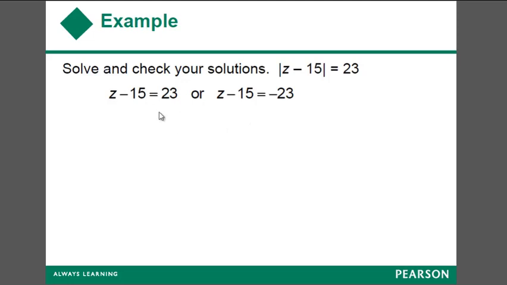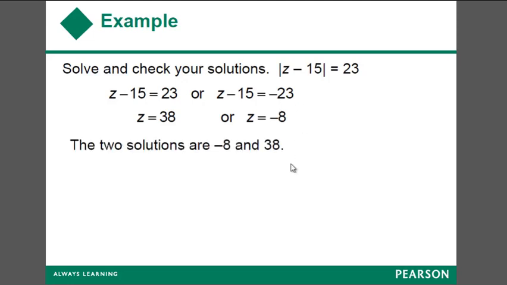Z minus 15 equals 23. So I'm going to add 15 to both sides, and I get z is equal to 38. Then I look at z minus 15 is equal to negative 23, and I get z is equal to negative 8. So these are my two possible solutions. My solutions are negative 8 and 38.